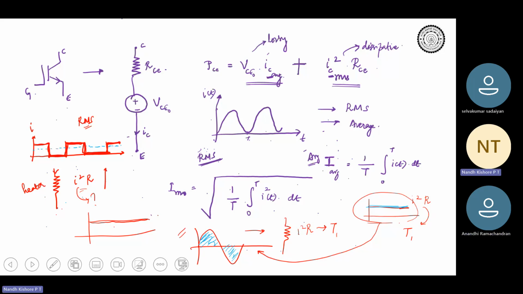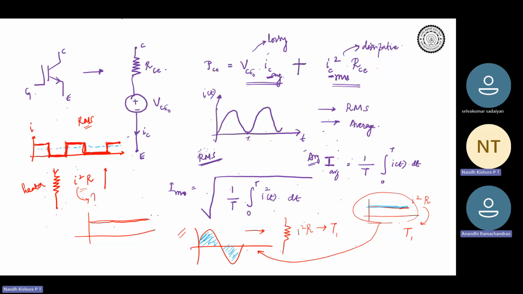Okay, the lossy part, as in you just compute what is the power due to this, right? The power will be V average into I average, right? So let's say you take a buck converter. If someone asks you what is the input power, input power will be V in into I in, correct? V in average into I in average.